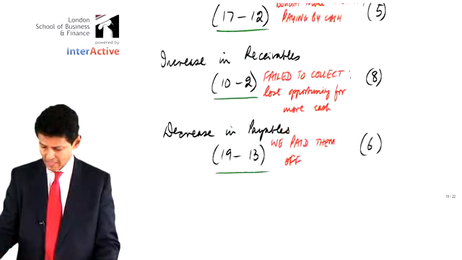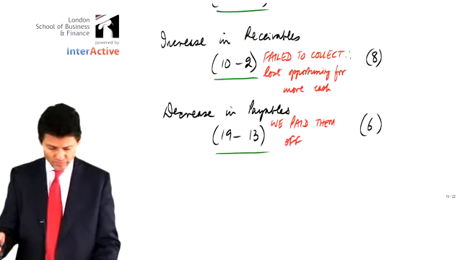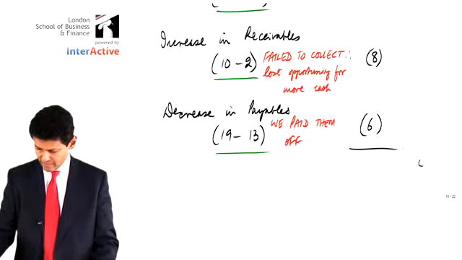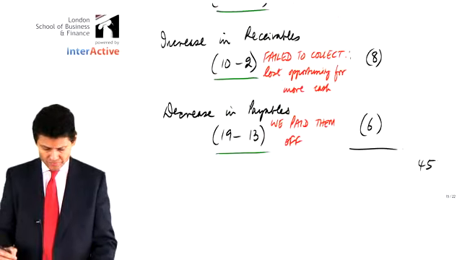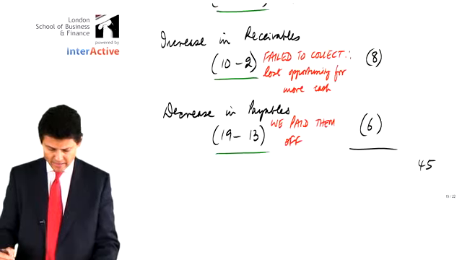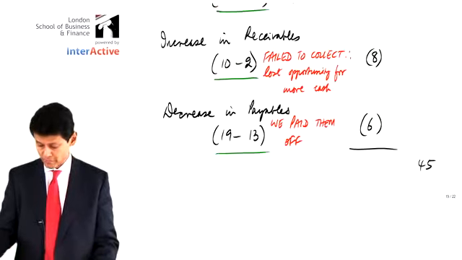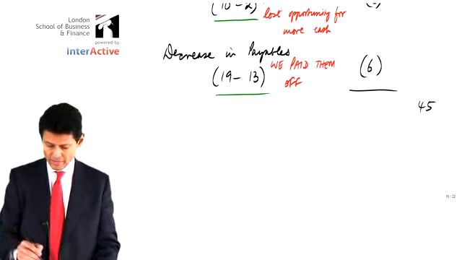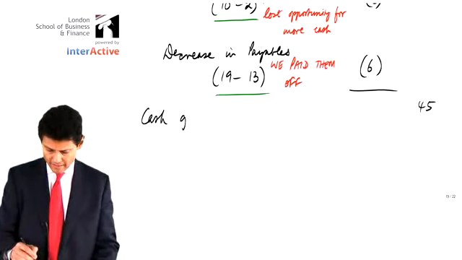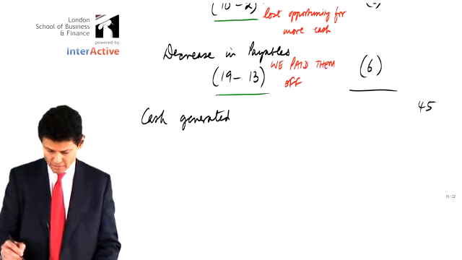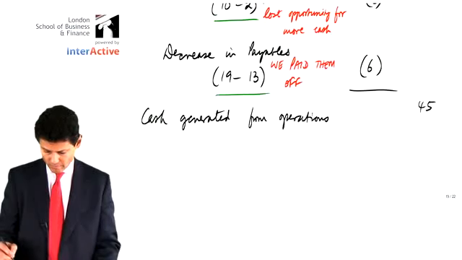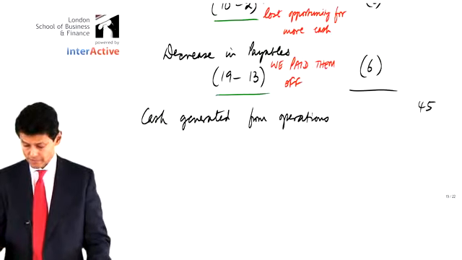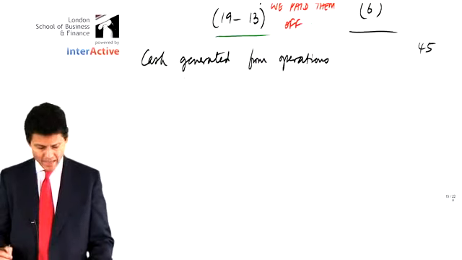Right, so how are we doing with all this? If we were to add it up, you'll find yourself with 45. That 45, which is 64, take away 5. 5 and 8, 13, and 6, 19. 19 away from 64, of course, is 45. So we're on the right tracks. The 45, of course, is cash generated from operations, cash generated from operating activities.